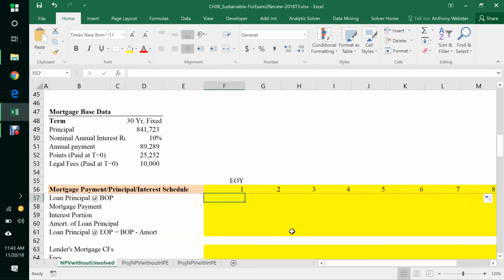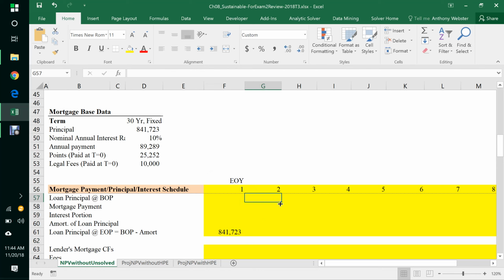Okay, and at end of year 1, this is mortgage, not a lease. Is there a mortgage payment at end of year 1? No, right? Because the mortgage payments are at the end of the period. So therefore there's no interest, there's no amortization. Loan principal at end of year 1, that's all I need in this column. So I just go up and see the terms of the mortgage, and blammo, $841,000.